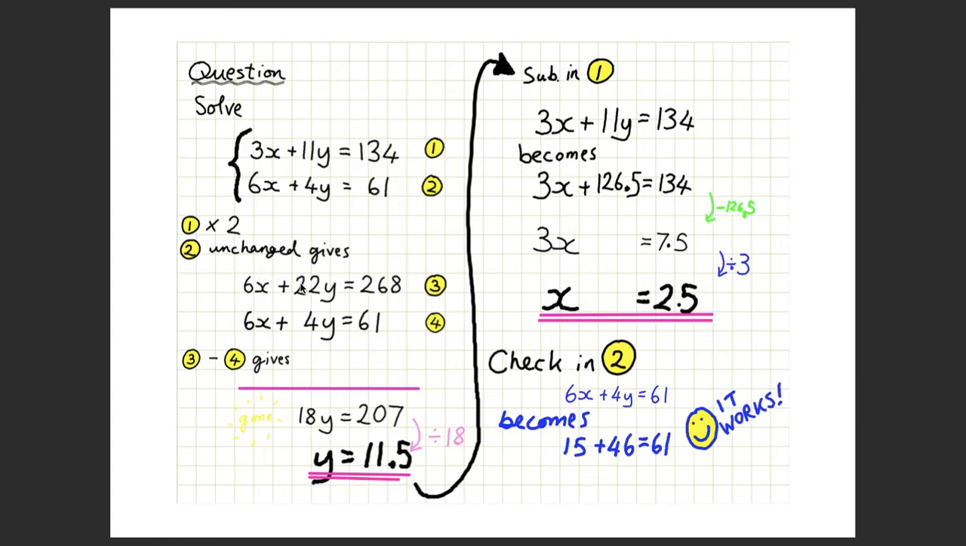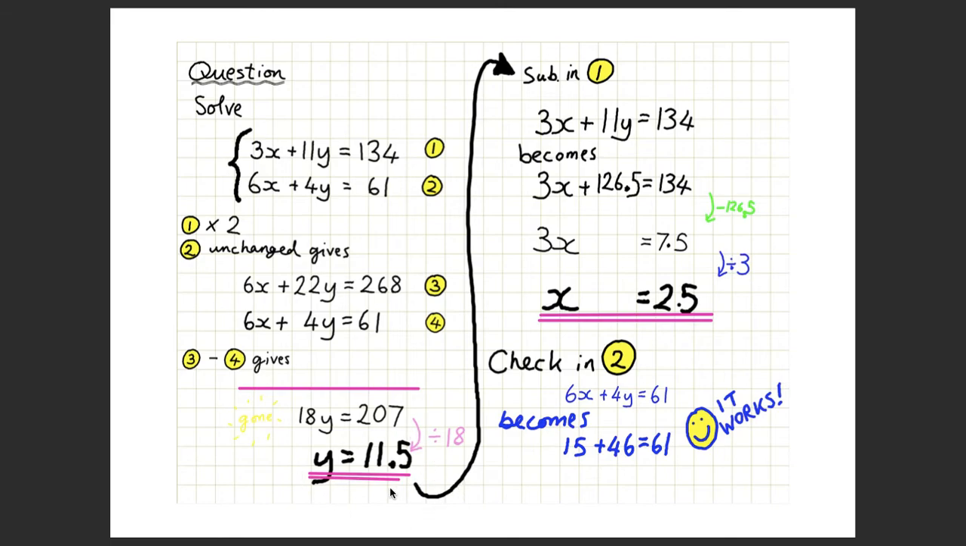I'm going to do everything in equation 3 minus everything in equation 4, just because the numbers in equation 3 happen to be bigger than the ones in equation 4. So 6x minus 6x disappears. 22y minus 4y gives you 18y, and 268 minus 61 gives you 207. So 18y is 207. Divide everything by 18 to find out that y is 11.5.